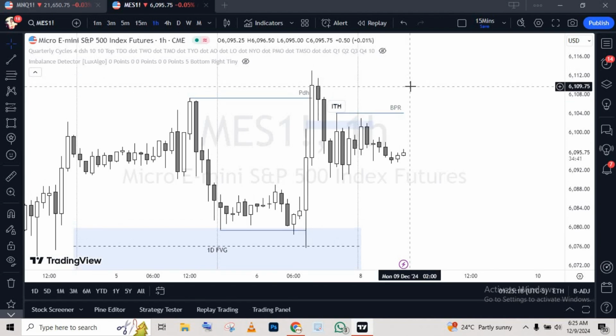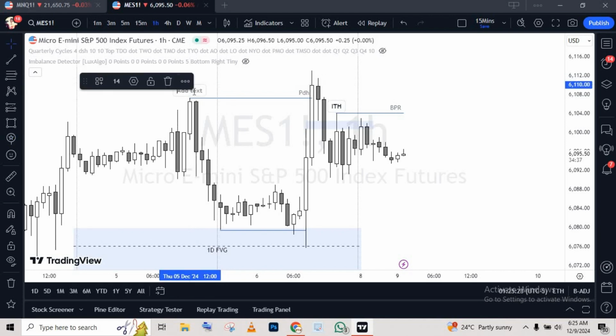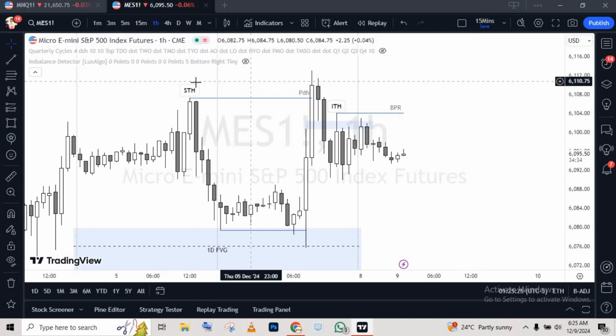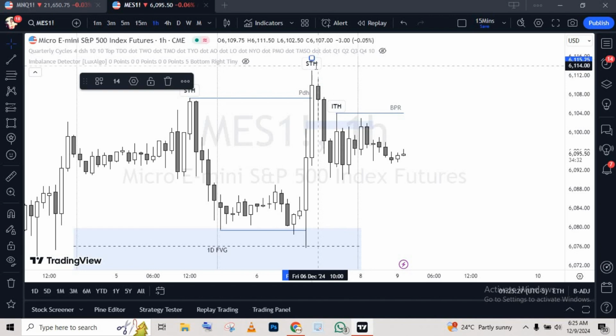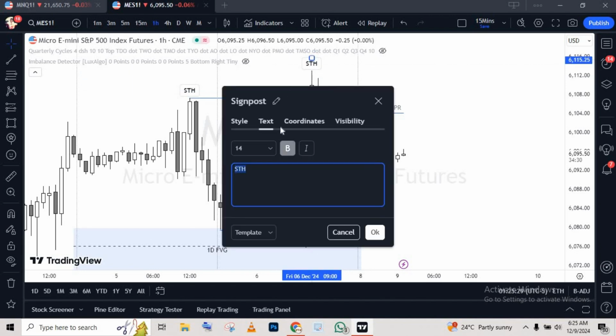Okay, but according to market structure, we also know that this particular high here is a short-term high, and this right here is also an intermediate term.